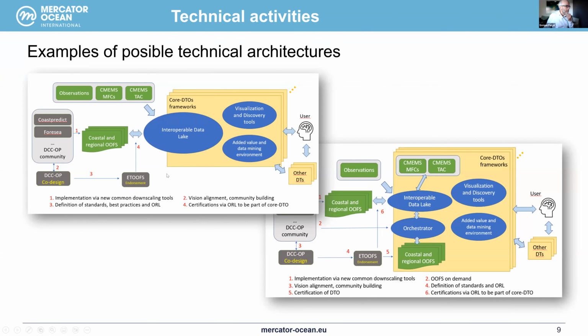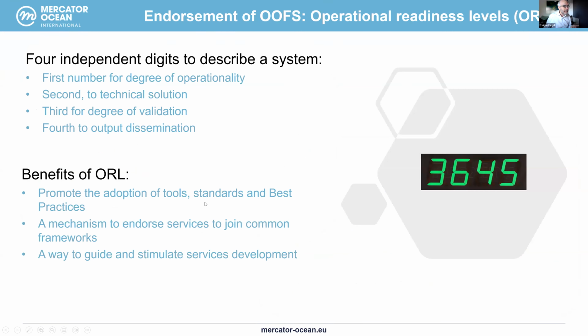So I was coming back to this arrow here, number 4, that is the one that qualifies the operational system and says, okay, you are good enough to be part of the family. And we can achieve this through this concept, which is the operational readiness level. The idea here is to develop together with 4C and others this concept, which will be 4 independent digits to describe the degree of operationality of a system. The first one, again, this is an example, not the final product, is the degree of operationality.